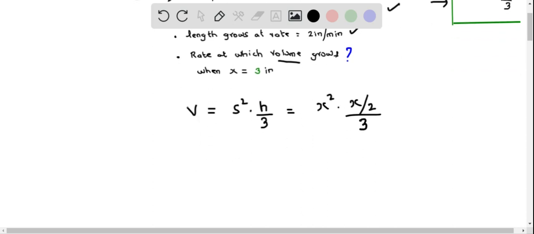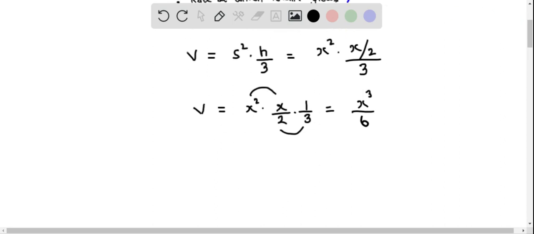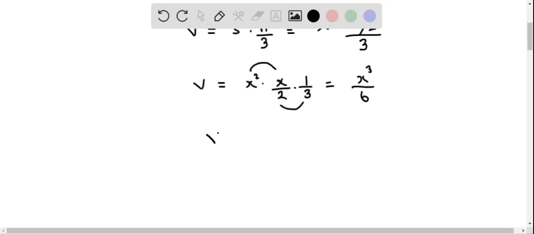So let's simplify this. So we have the volume formula, that is V equals x squared times x by 2, and I can put this divide by 3 as 1 by 3. So we can simplify this further, that is x squared times x is x cube, and 2 times 3 is 6. So basically we get the expression for volume as V equals x cube by 6.